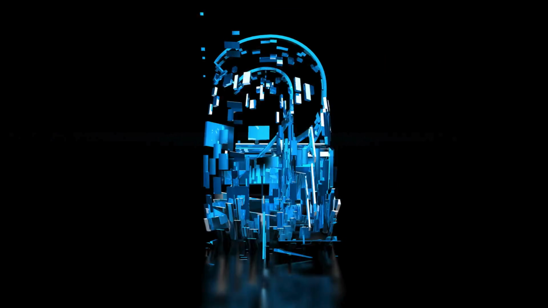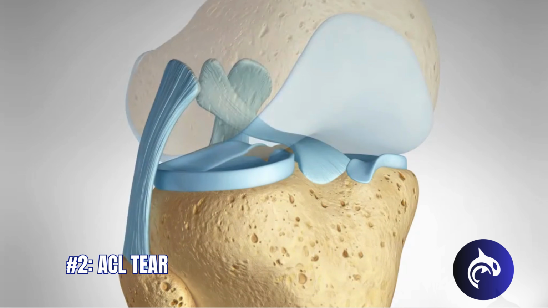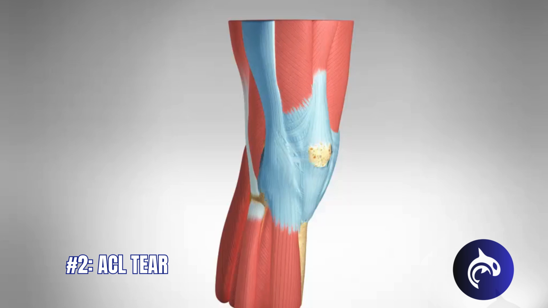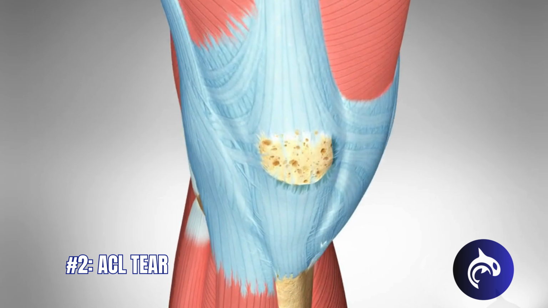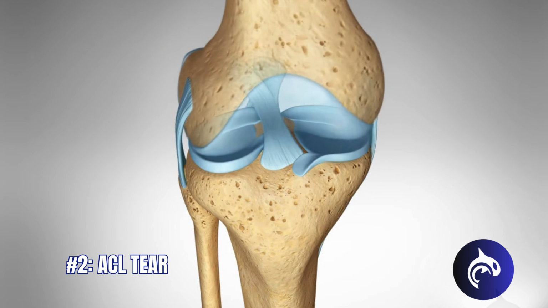Number 2. Anterior Cruciate Ligament or ACL Tear. Your anterior cruciate ligament, or ACL, runs diagonally through the middle of the knee and plays a key role in preventing the tibia from sliding out in front of the femur, as well as controlling rotational movements of the knee.